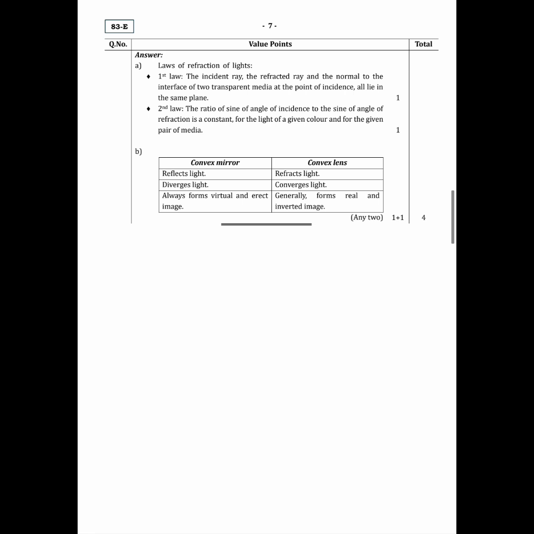Answer for sub-question B. Difference between convex mirror and convex lens. Convex mirror reflects light. Convex lens refracts light. Convex mirror diverges light. Convex lens converges light. Convex mirror always forms virtual and erect image. Convex lens generally forms real and inverted image.